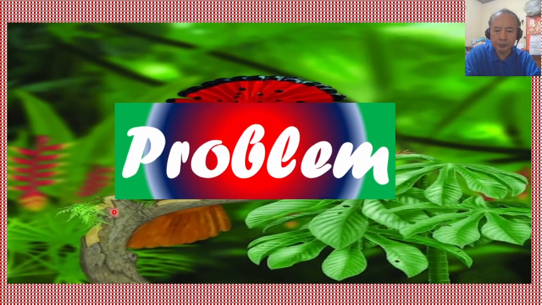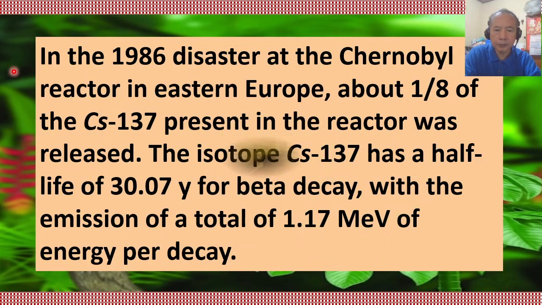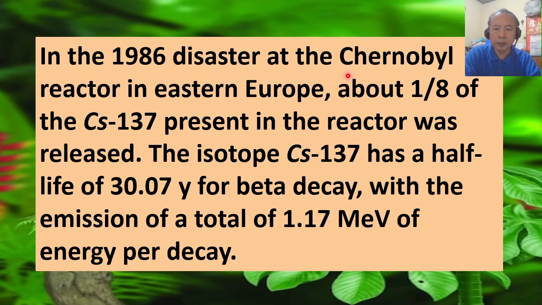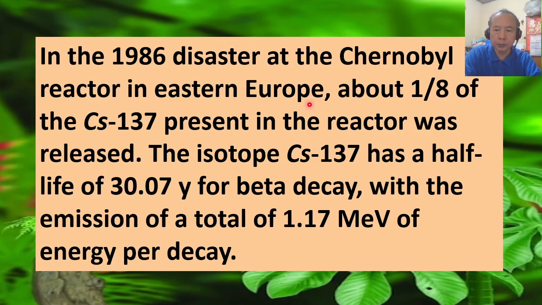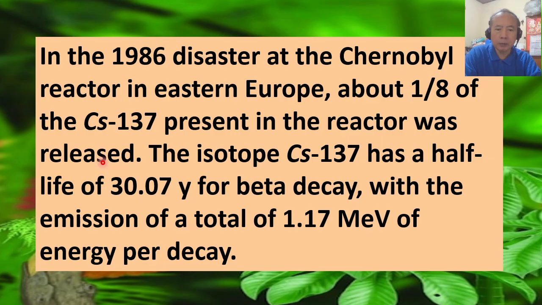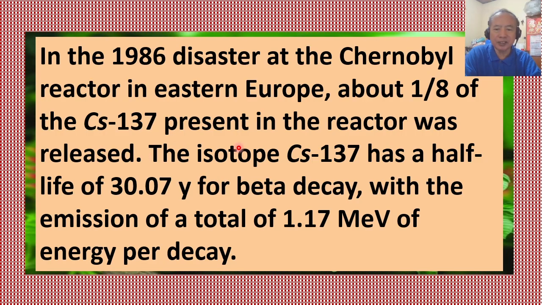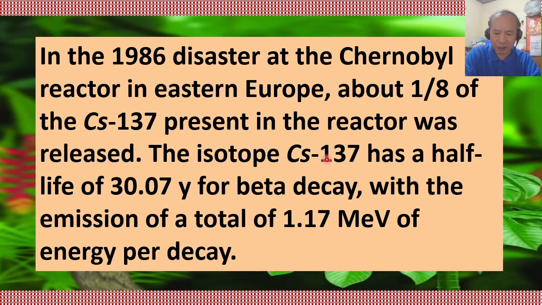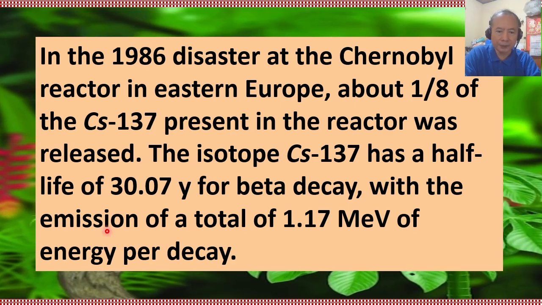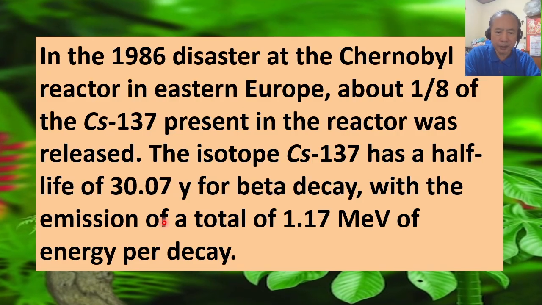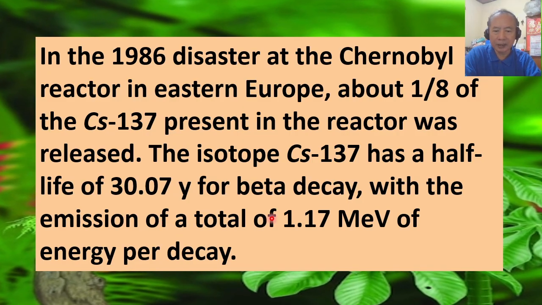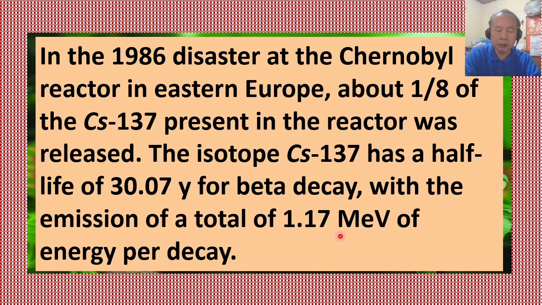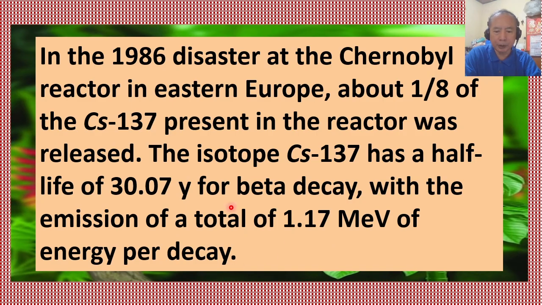This is the problem. In the 1986 disaster at the Chernobyl reactor in Eastern Europe, about one-eighth of the cesium-137 present in the reactor was released. The isotope cesium-137 has a half-life of 30.07 years for beta decay, with the emission of a total of 1.17 million electron volts of energy per decay.